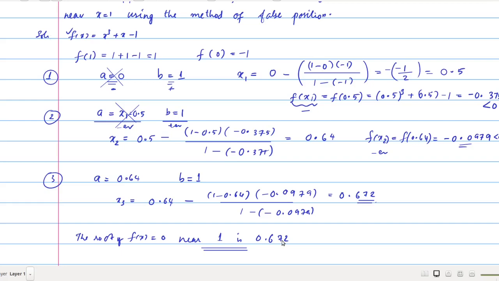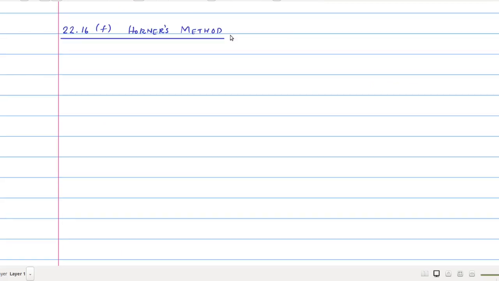This is the illustrative example for the regula falsi method. Next we introduce another method.